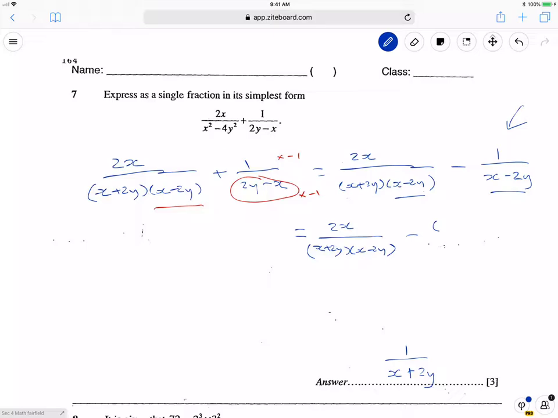Minus, so we times x plus 2y. Okay, so far is it okay?